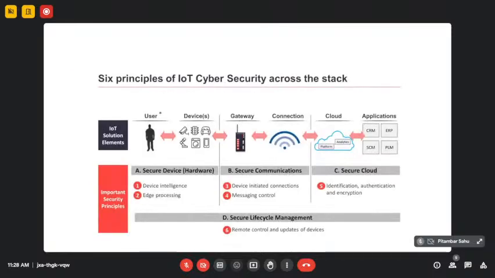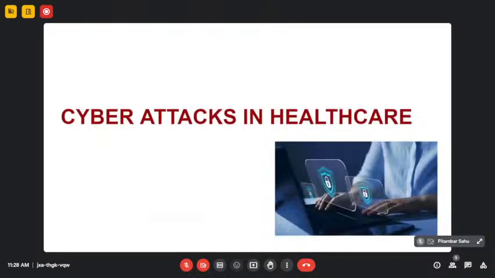So the 6 principles of IoT cyber security across the stack, when we talk about the first one, is secure your device, the hardware security, which is very much important. Second one is securing the communication channels. Third one is your cloud, securing your cloud in terms of identification, authentication, encryption. So you can see that you have different principles in it: device intelligence, edge processing, device initiated connections, messaging control, identification, authentication, encryption, and then you have the remote control and update of devices. So these are the 6 principles.